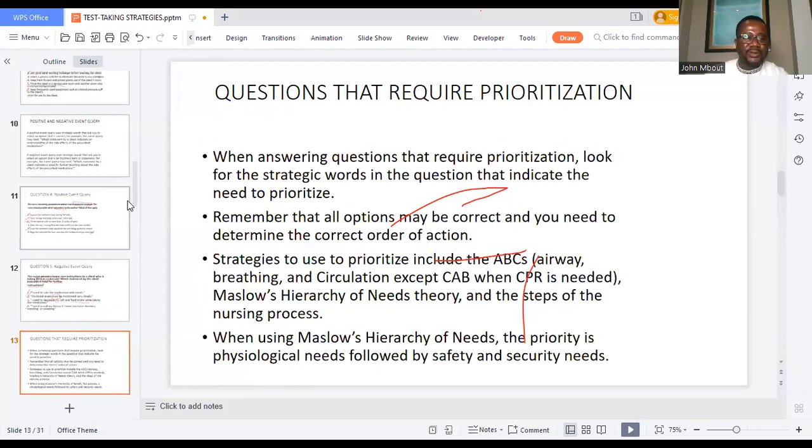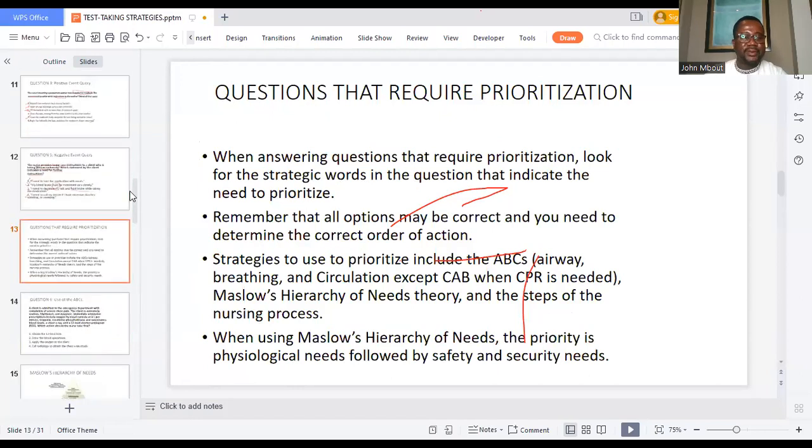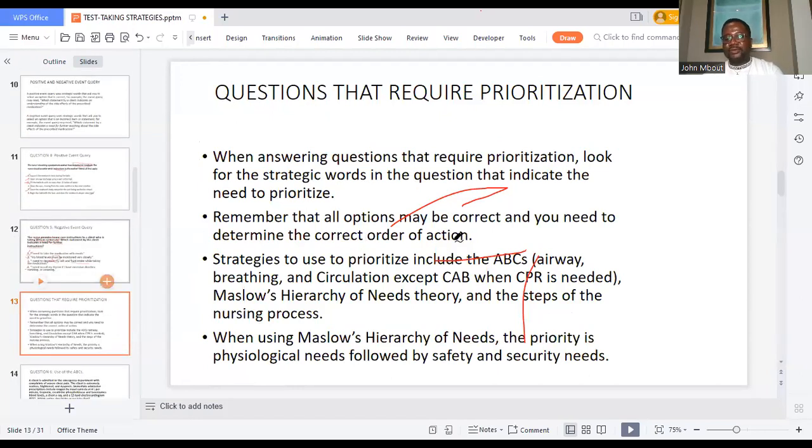Let's move forward. I'll try to be a little bit faster. I told you we'll go an hour plus, okay? An hour plus.